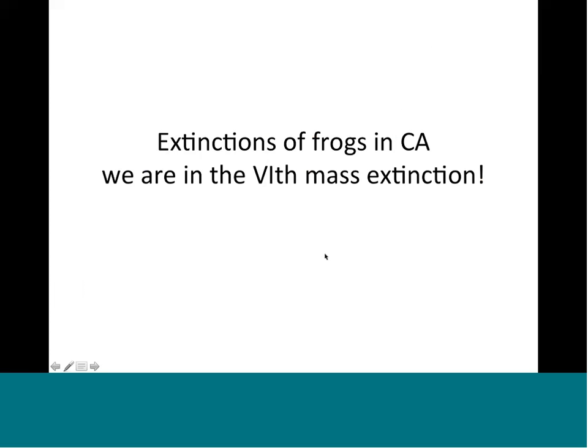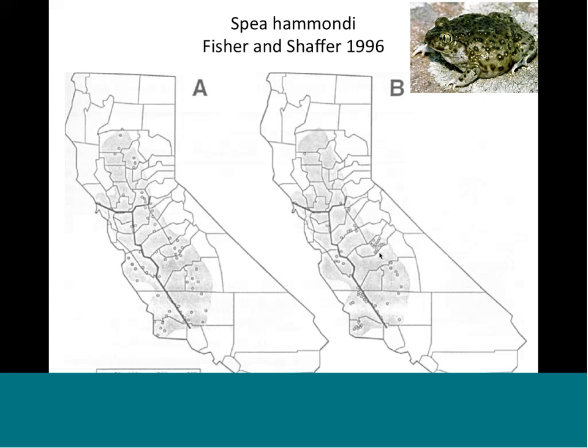And there are extinctions of frogs in California. And we are indeed in the sixth mass extinction. This was really seminal data that Robert Fisher and Brad Schaefer collected, where they surveyed a number of different amphibian species. We began our work on the frogs of California looking at taxa like Spea hammondii, which have gone extinct from large regions of northern California compared to where they were present in earlier time frames. And also they've gone extinct from other regions.